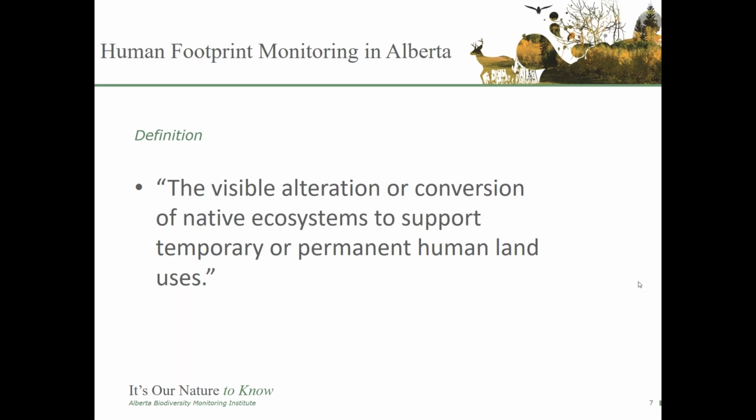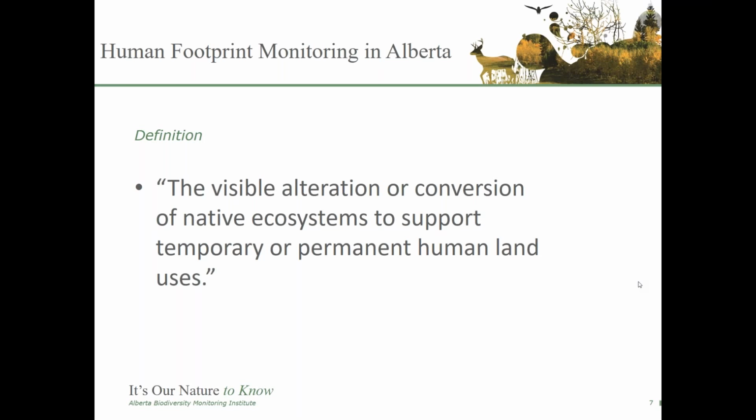But what we are here today to talk about is part of ABMI's land surface monitoring activities, human footprint. ABMI officially defines human footprint as the visible alteration or conversion of native ecosystems to support temporary or permanent human land uses. This definition includes all areas under human use that have lost their native cover for extended periods of time, such as cities, roads, agricultural fields, and surface mines.